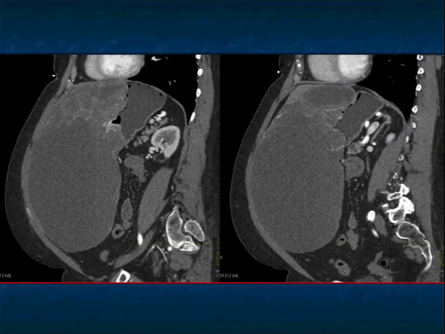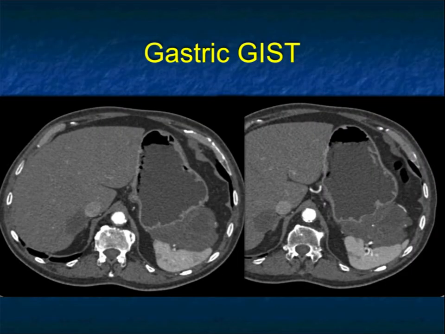Very nicely shown also in the sagittal view. And in the sagittal view, you really see the relationship to the stomach and how this is a big exophytic mass coming off the patient's gastric wall.